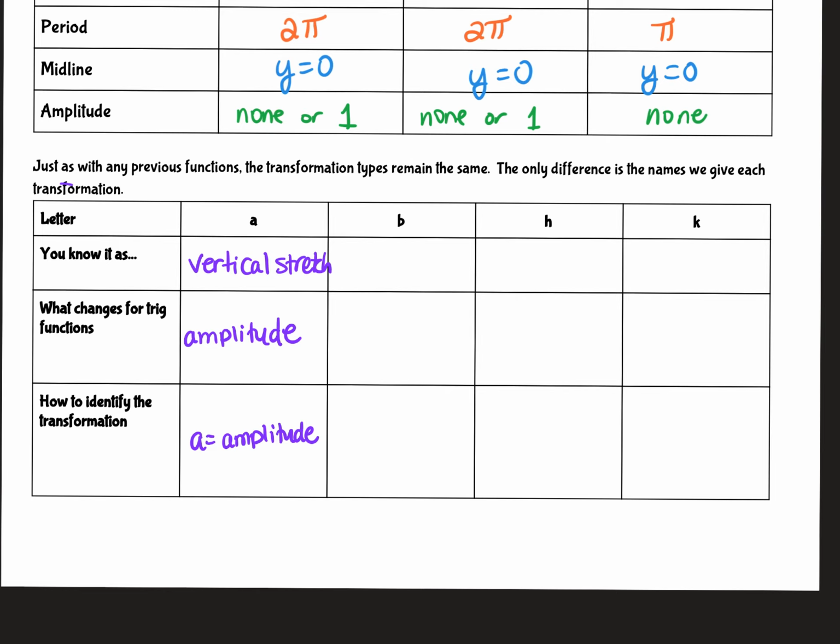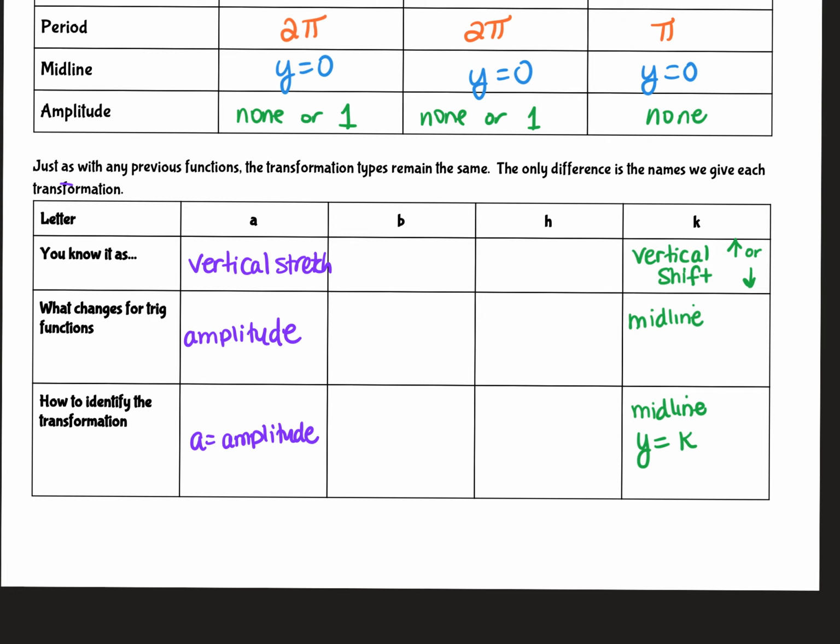I'm going to go to K next. K, you know as your vertical shift, how much it goes up or down, depending on the function. That doesn't change. We just call it our midline. This is going to determine where our midline is on the function. So how to identify that in the transformation? Our midline is going to be the equation y equals k.